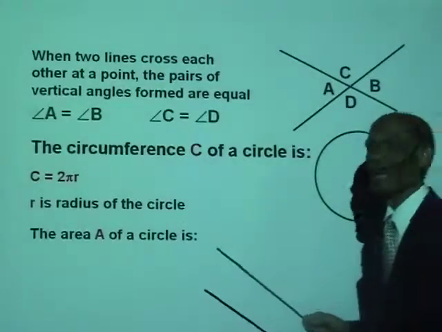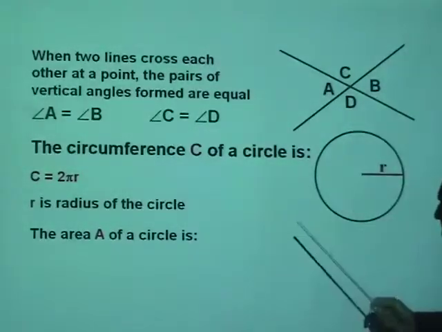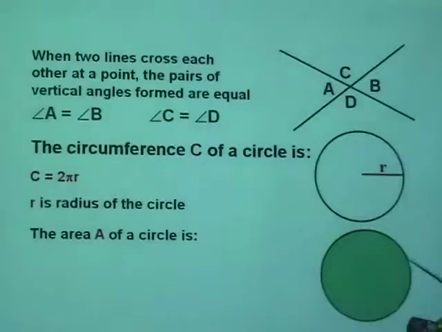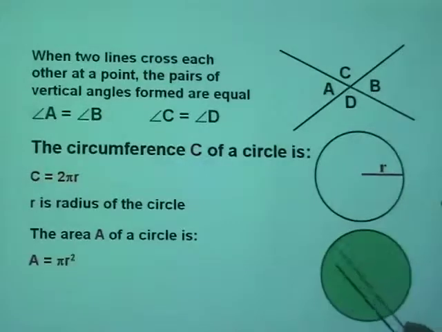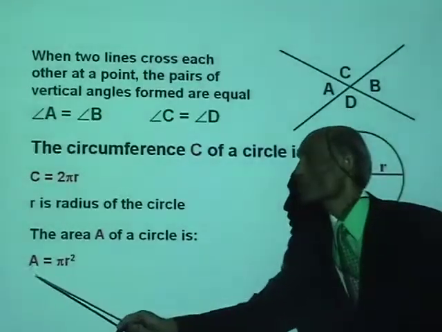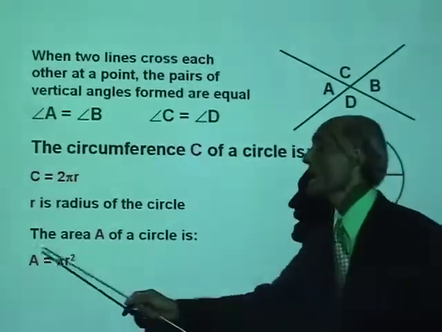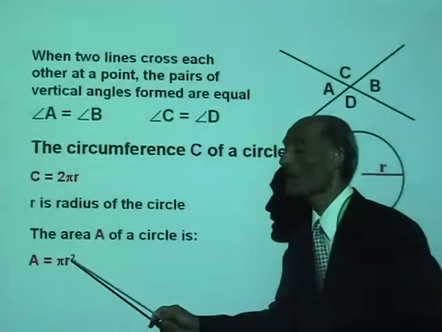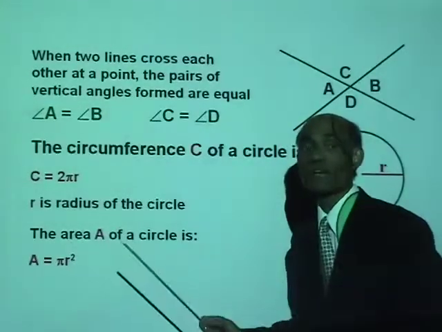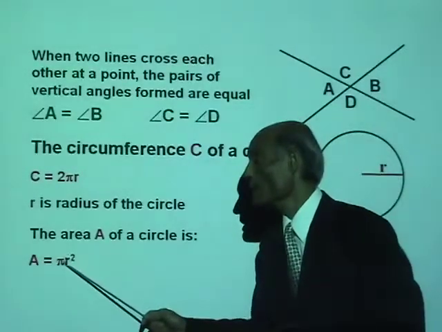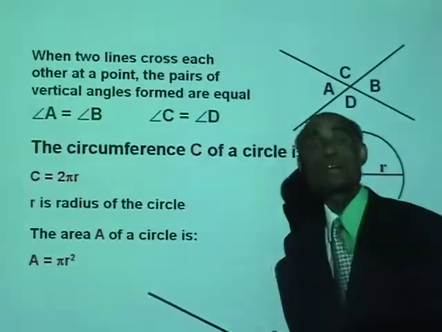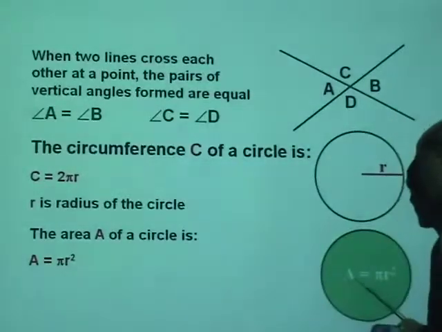Alright, how about the area of a circle? If I have a circle, what is the area of this circle? Again, the area depends on the radius. The area of a circle is given by A equal to pi r squared. Area of a circle is pi r squared, where r is the radius of the circle.